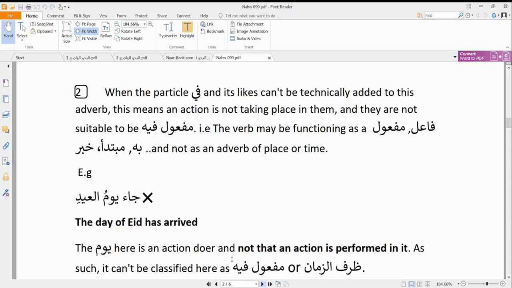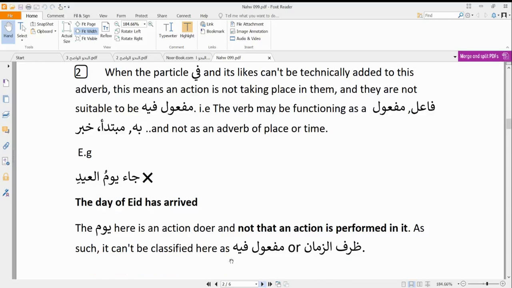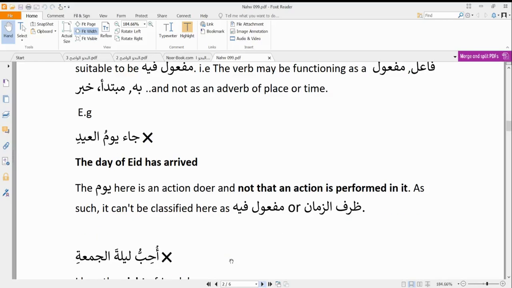For example, we see ja'a yawmul eid, the day of Eid has come. We can see that no action is taking place. We are not saying the action is taking place on the day of Eid. Rather, we are saying that the day of Eid is our fa'il. If you look at it with our Nahw understanding, we see that yawmu is a fa'il in this particular case, and it is the action performer. So we cannot say an action is being performed in it, and we cannot say it is functioning as a zarf zaman or a maf'ul fi.